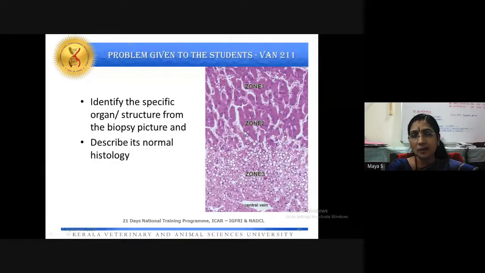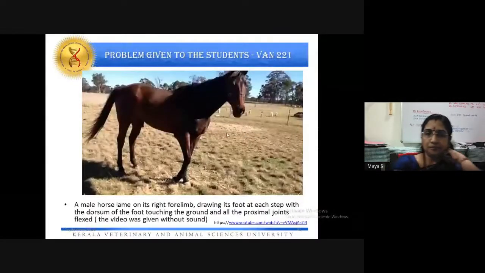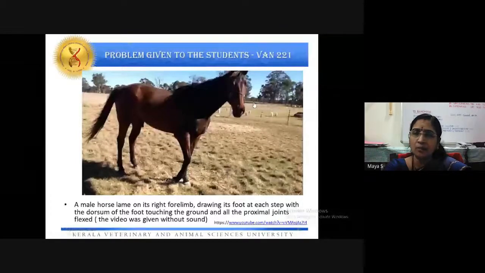So the learning objective is different even with the same picture depending upon the course, and it is the duty of the teacher or the student to design different problems and to connect this particular picture with their own subject. Okay, so here again, this picture of a horse can be given as a problem.